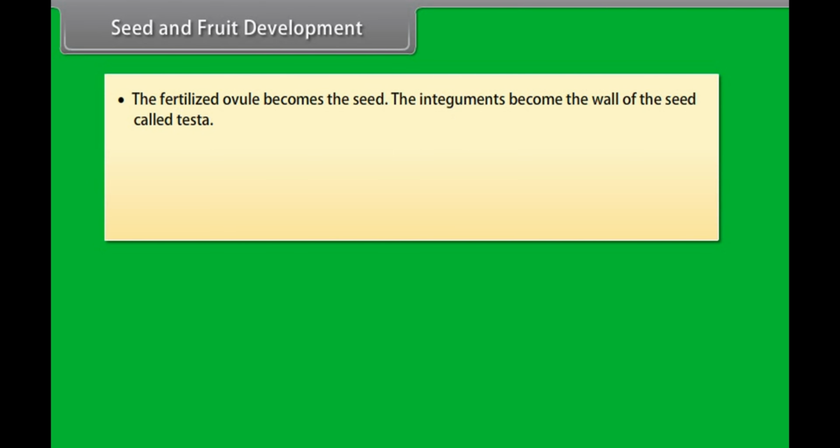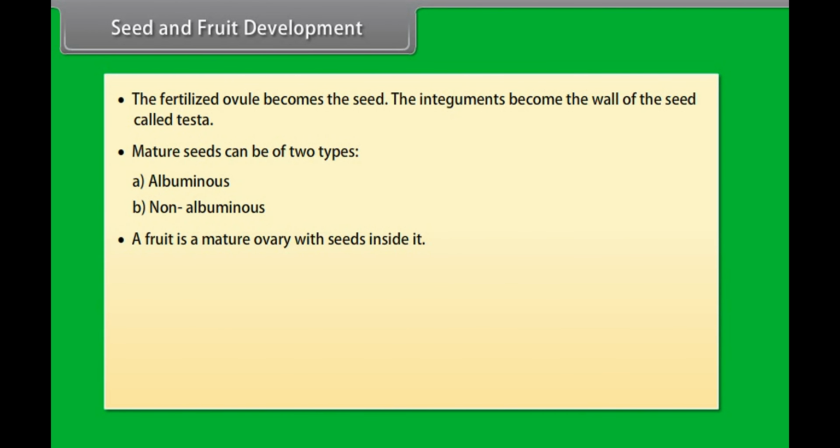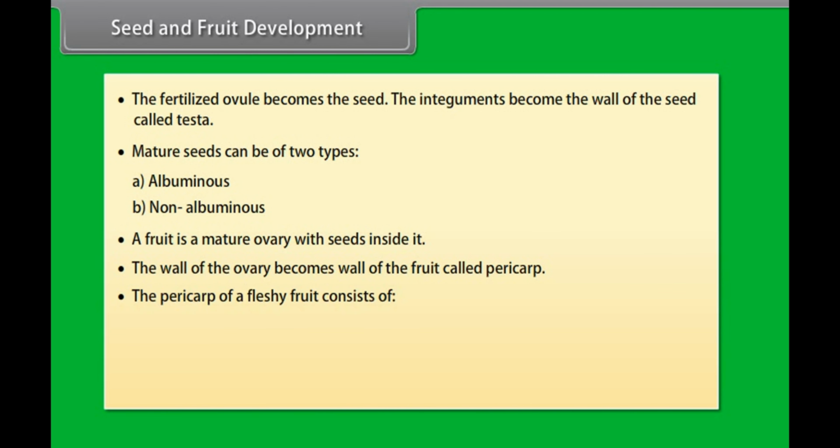The integuments become the wall of the seed, called testa. Mature seeds can be of 2 types: A. Albuminous, B. Non-albuminous. A fruit is a mature ovary with seeds inside it. The wall of the ovary becomes the wall of the fruit called pericarp. The pericarp of a fleshy fruit consists of A. Endocarp, around the seed, B. Mesocarp, the fleshy portion, C. Exocarp, the skin.